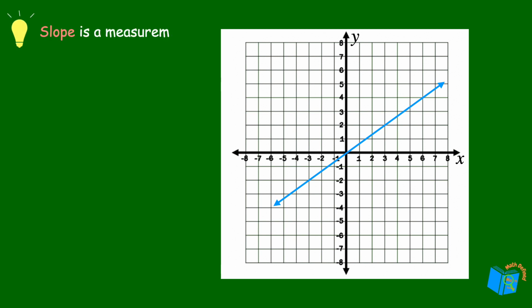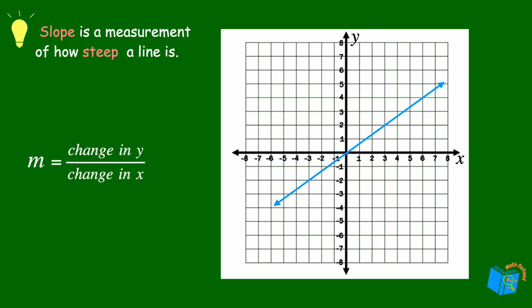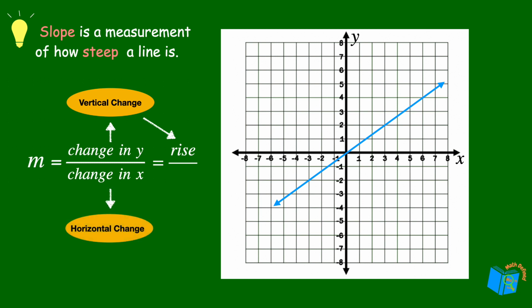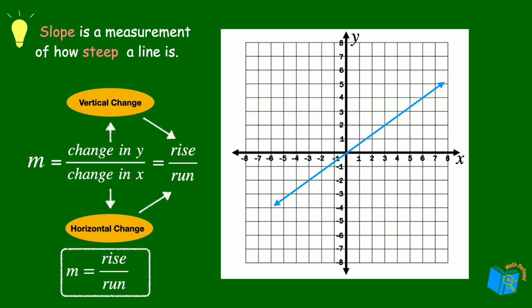Remember, slope is a measurement of how steep a line is, and it is often represented by the letter m, and it is equal to the change in y over the change in x. But what does that even mean? Let's break it down a little further. A change in y means a vertical change called the rise. A change in x means a horizontal change called the run. Slope is commonly referred to as m, or slope is equal to the rise over the run.